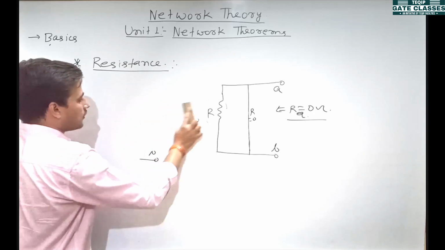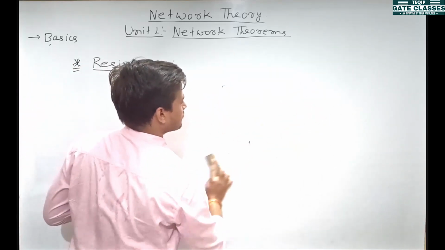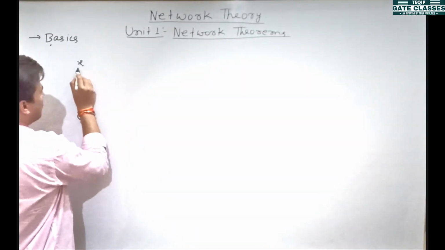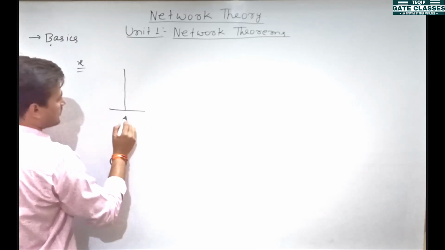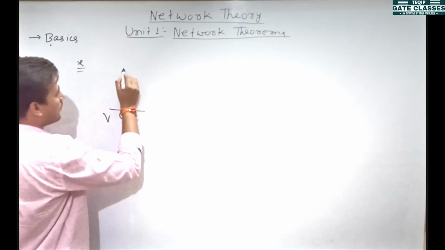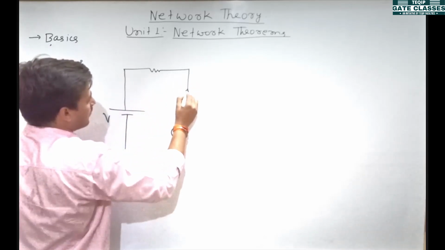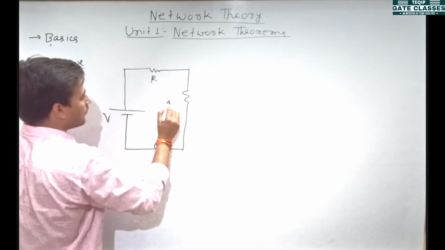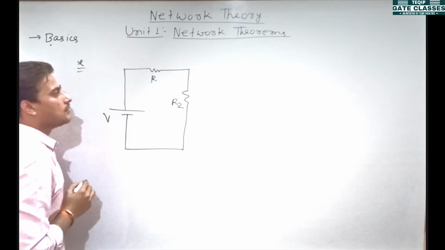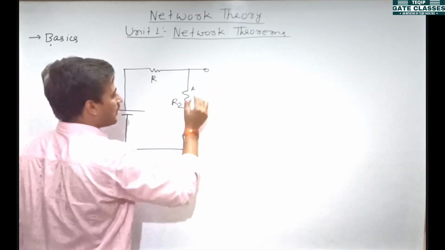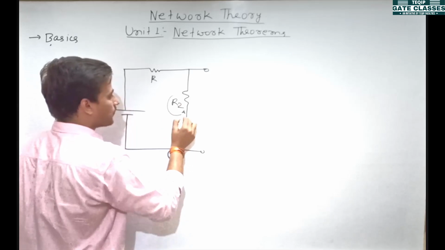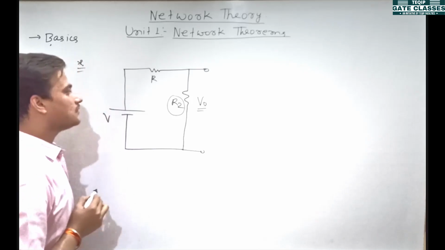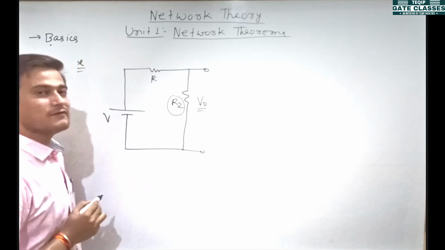Next, now we are having a voltage source with resistance. See, this is the voltage source V. This is resistance R1, and here it is resistance R2. So two resistors are connected in series with this voltage source. Now somebody is asking you to find the value of voltage across R2. Suppose this voltage is V0. So what will be the value of V0?